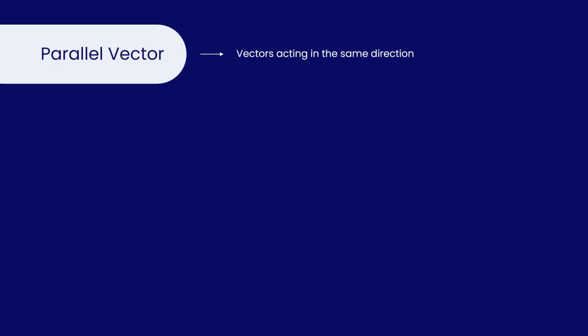Let's understand parallel vectors. Look at the vectors A and B. Both arrows point in the same direction. Their line of action remain parallel. These are called parallel vectors because they act in the same direction.